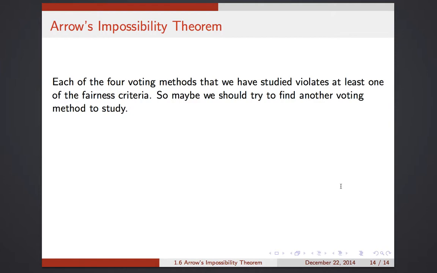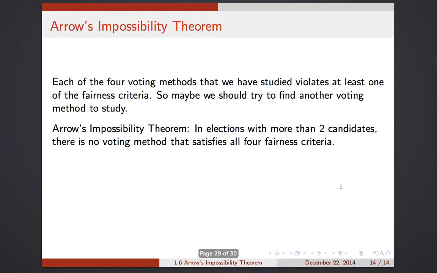Right? So again, there are hundreds of voting methods out there that we could look through, and we could try creating our own and seeing if we could make something that's always fair, that always satisfies those 4 criteria. Can you do such a thing? And Arrow's achievement was to prove that no. If you have an election with 3 or more candidates, more than 2 candidates, there is no voting method that satisfies all 4 fairness criteria.